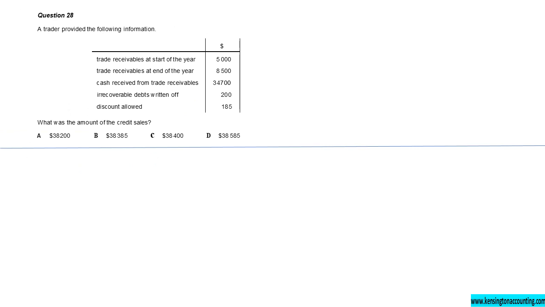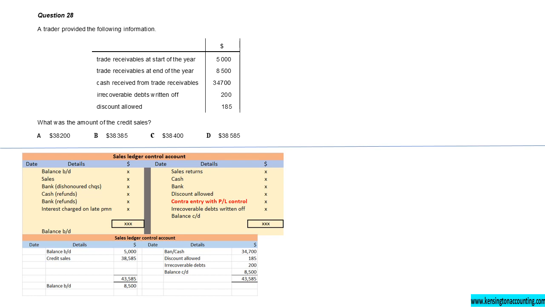Question 28 is about the sales ledger control account. I've given you a template here for all entries in a sales ledger control account. Now, in our question, we have the opening balance of trade receivables as a debit balance. The closing balance will be 8,500, but the balance carried down will be on the credit side. Cash received is a debit to bank, and therefore we credit the sales ledger control account. Irrecoverable debts written off reduce the amount owed by trade receivables. It's a credit entry.